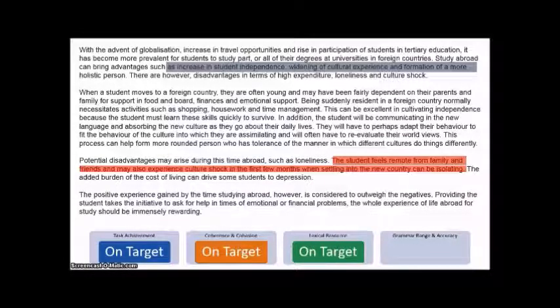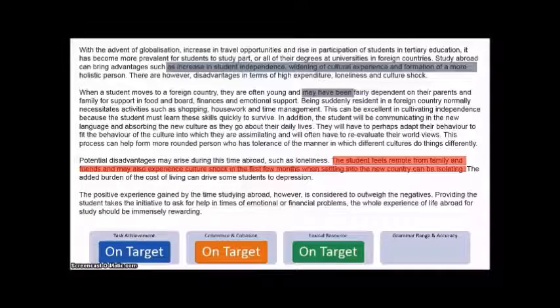This first one is a good use of parallel structures. This is when we use the same structure throughout a sentence. We have an increase in student independence, which is a noun, widening of cultural experience, which is a noun, and formation of a more holistic person, which is another noun. So we have three nouns used in parallel.